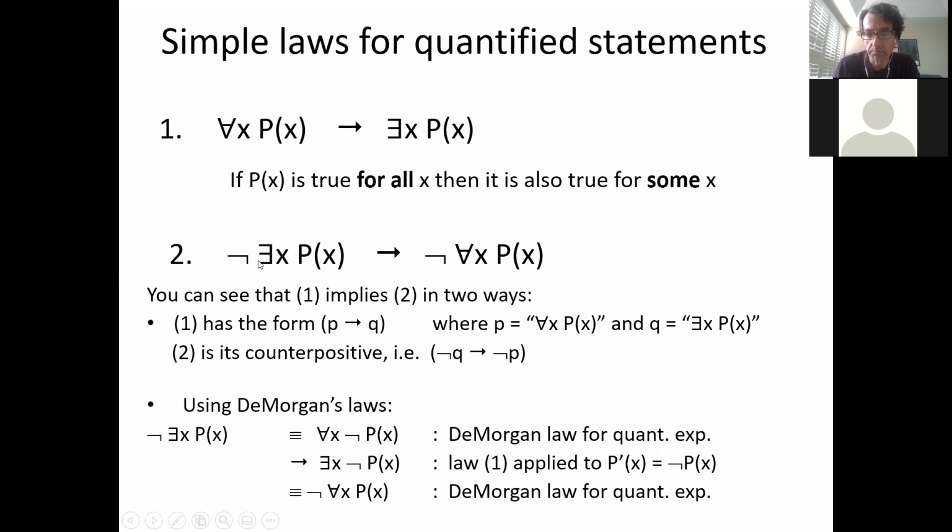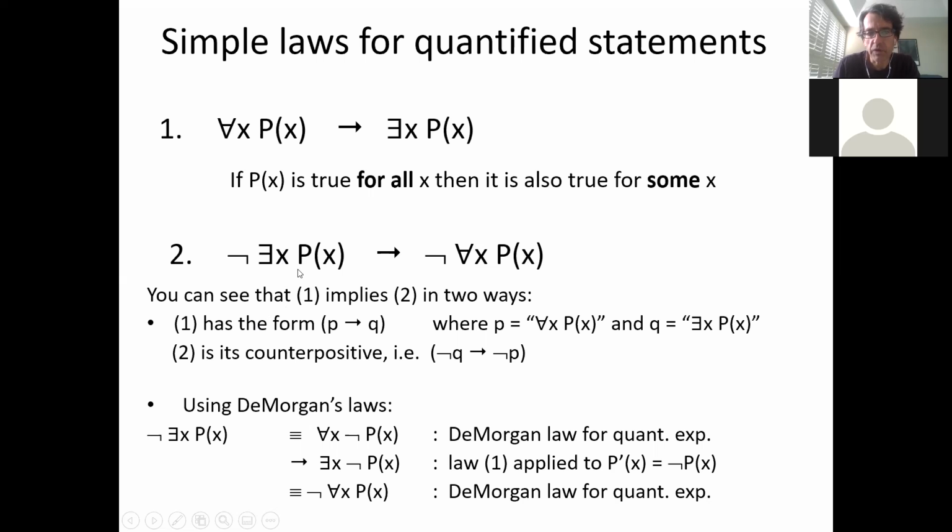Another law is that if it is false that there exists an X that satisfies some predicate, then it is therefore false that all X's satisfy a predicate. Now, you might recognize that I didn't say anything different in these two statements. In fact, they are one and the same thing.